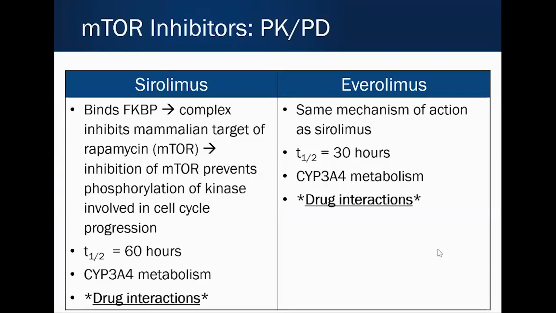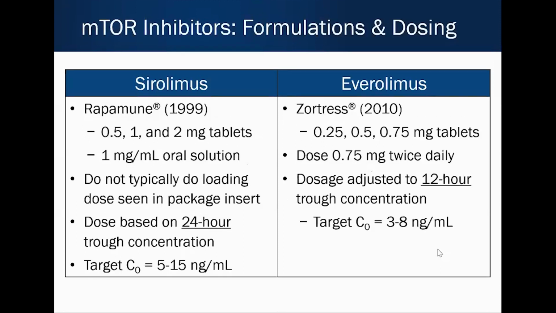Sirolimus, the important thing to know about it is it has a very long half-life, roughly 60 hours. Everolimus also has a longer half-life, it's 30 hours, but it's not nearly to the extent of sirolimus. And then both of these drugs do undergo 3A4 metabolism, so similar to our calcineurin inhibitors, they're prone to drug interactions. Both products are available as tablets. The Rapamune is available as a solution.